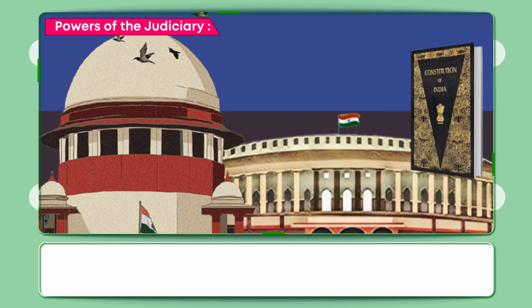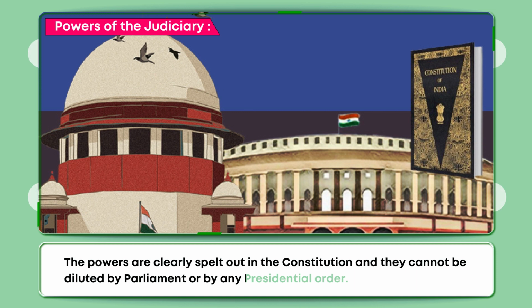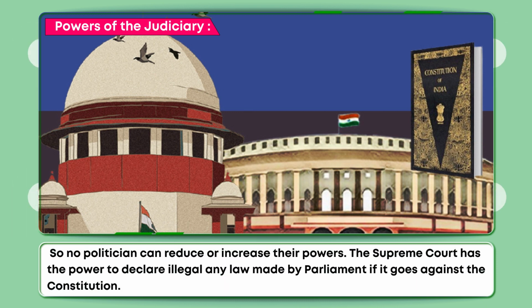Powers of the judiciary. The powers are clearly spelled out in the Constitution, and they cannot be diluted by Parliament or by any presidential order. So no politician can reduce or increase their powers. The Supreme Court has the power to declare illegal any law made by Parliament if it goes against the Constitution.